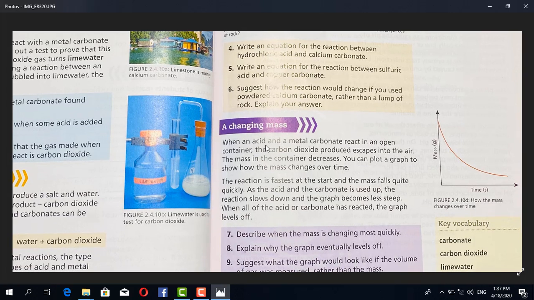But if hydrochloric acid reacts with copper carbonate, the salt will be copper chloride, with water and carbon dioxide. When an acid and a metal carbonate react in an open container, the carbon dioxide produced escapes into the air, so the mass in the container decreases.